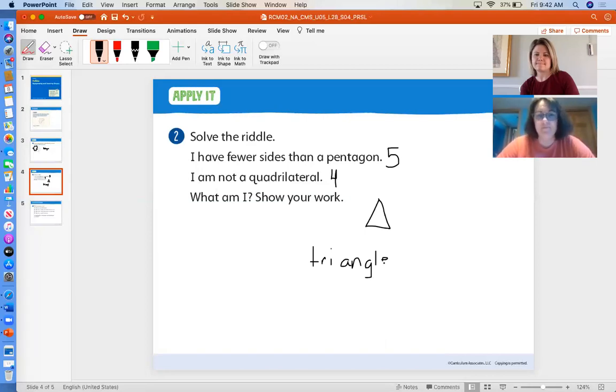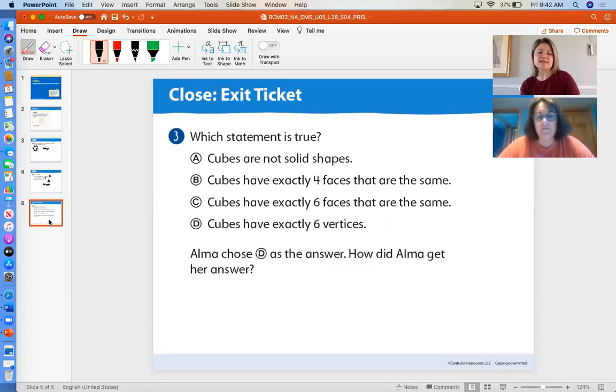Very good. Okay. The last one says, which statement is true? And we're going to be discussing cubes again, okay? So now we're going to make sure we know everything that we've talked about this week. We're putting it all together. Cubes are not solid shapes. A 3-dimensional shape is a solid shape. So, nope, cross it out. Gone.